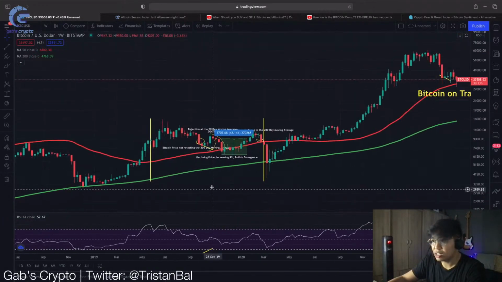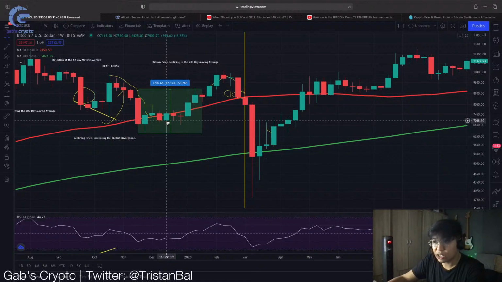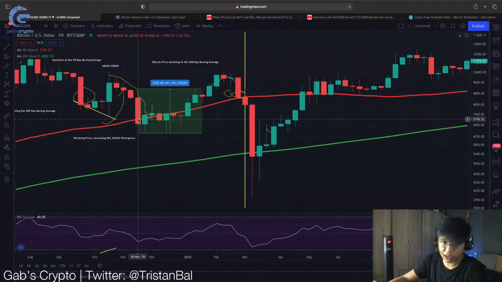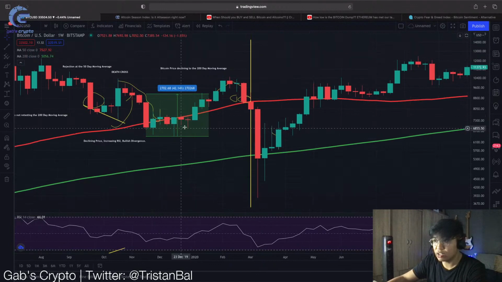And then you would actually see this area. As what I have mentioned earlier, the 50-week moving average would be our support and target for a death cross. So exactly as how it played on the previous death cross, the 50-week moving average was actually our support.